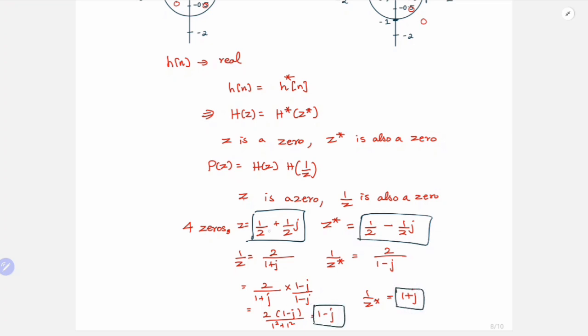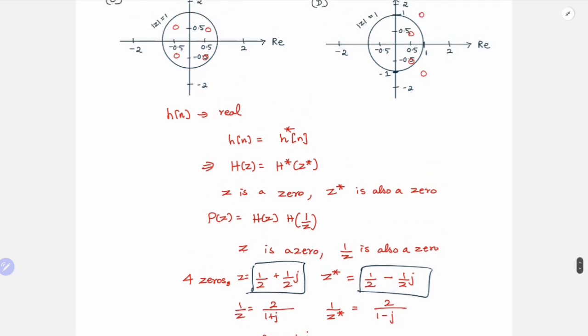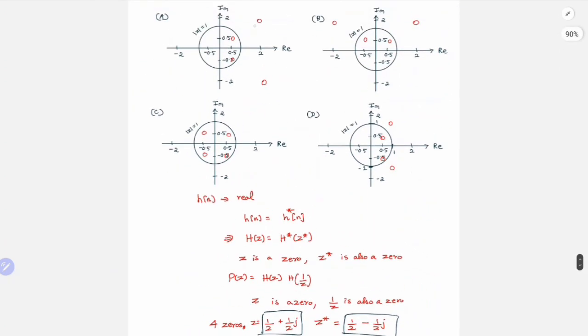1 minus j, 1 plus j, 1 by 2 plus 1 by 2j, 1 by 2 minus 1 by 2j. If we notice, here the zeros are at 2 comma 2 and minus 2, 2 comma minus 2. So this is not the case. Here also it is 2 and 2. Here everywhere it is half. This is also not the case. So option D should be the correct answer.